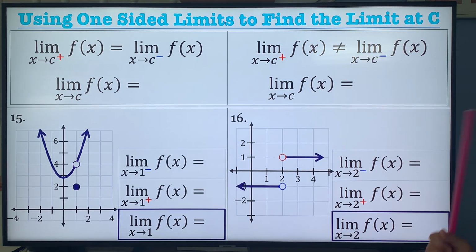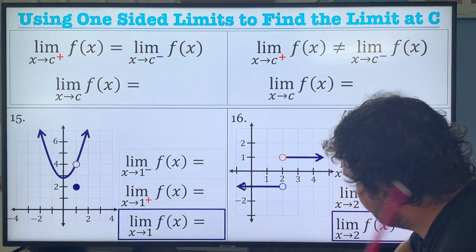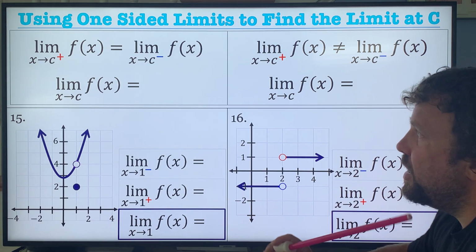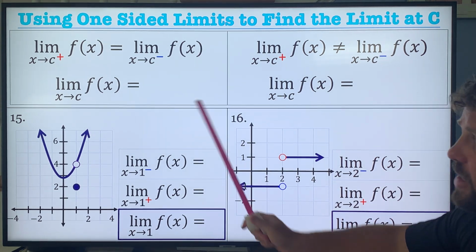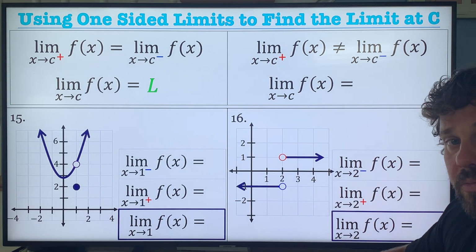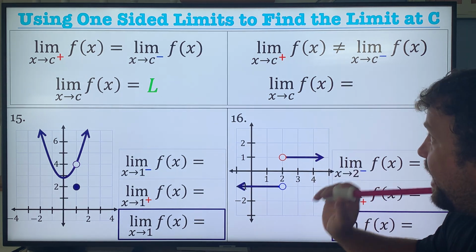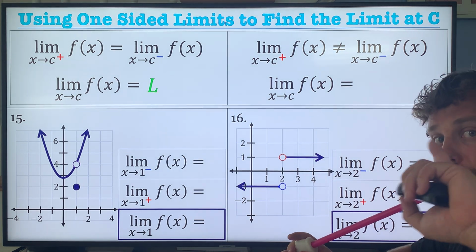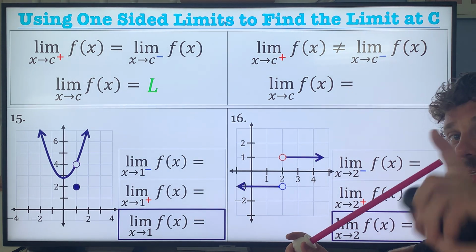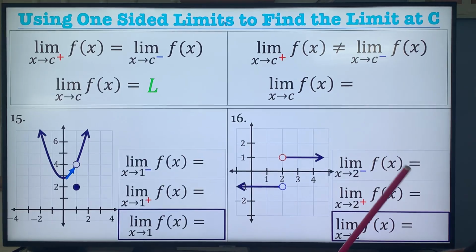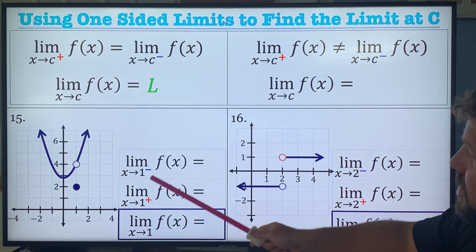Let's go up a level. Using one-sided limits to find the actual limits. If the two limits from the left side and the right side are equal, your limit is L, whatever the limit is. If they are not equal from the left and the right side, your limit is not undefined, it's DNE, or does not exist.